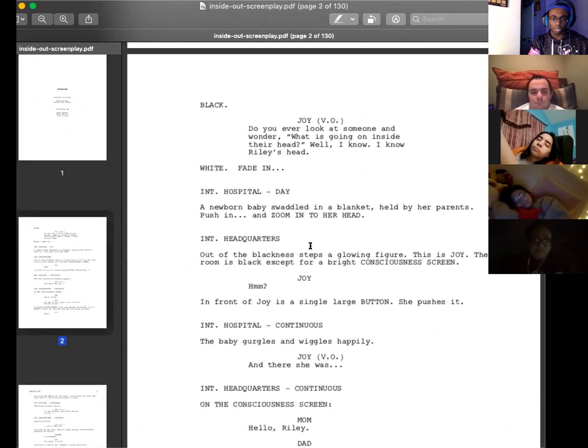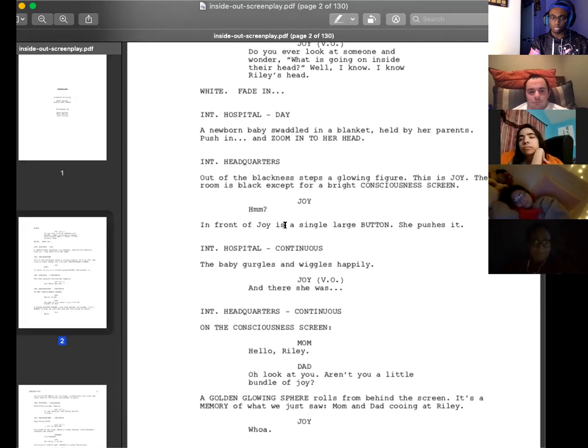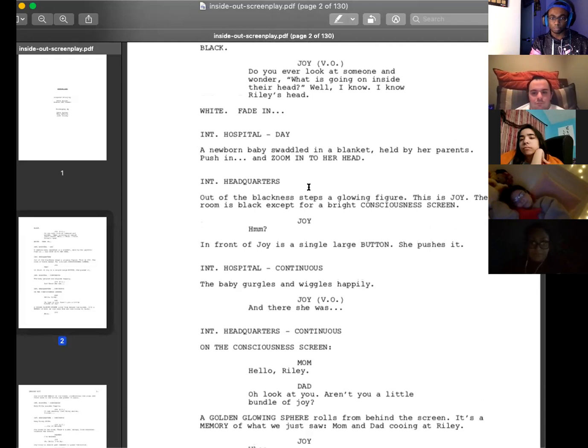Another thing I like to point out is a lot of the description and just general dialogue in this movie, and even the way it's described and written, is pretty simple. You don't see a lot of complicated words used in this first page. No flowing expositions, just literally a newborn baby swaddled in a blanket, held by her parents, push in and zoom into her head. Now, this is another thing that I want to point out. They specifically talk about what camera movements they want in their script in this one early on.